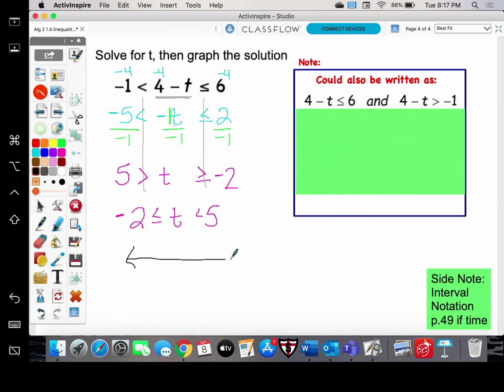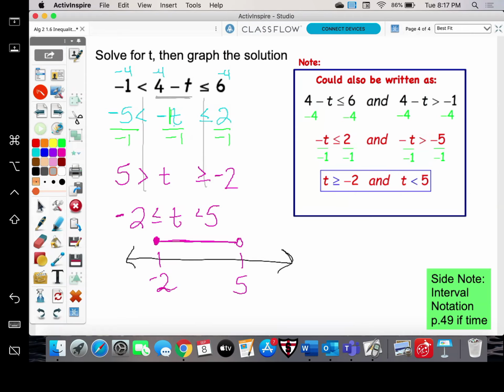And then when we graph this on our number line, we want -2 on the left and 5 on the right. Closed circle at -2, open circle at 5, and shaded between because it was an AND graph. Okay, here's what it looks like. If you don't smoosh it, you can separate it out like this, and that looks super fun. Okay, some of those get a little tricky, but I know you can handle it. If you have any questions, please let me know.